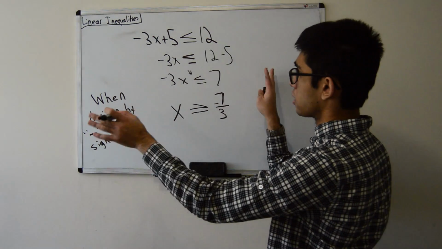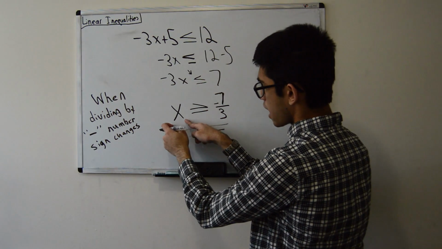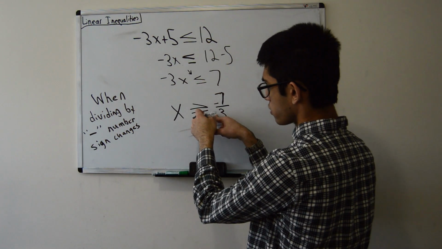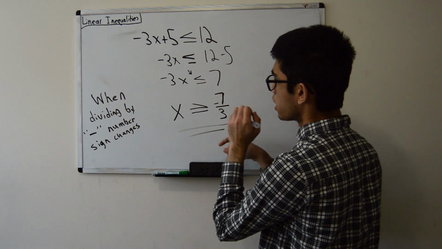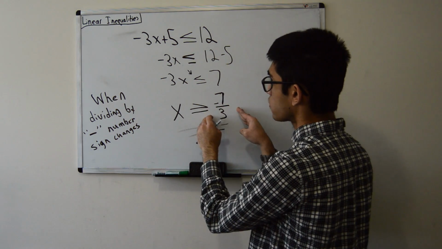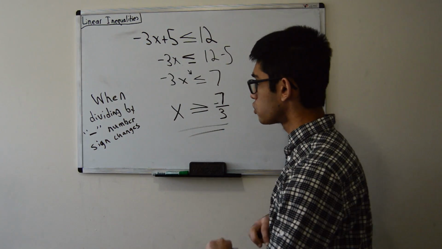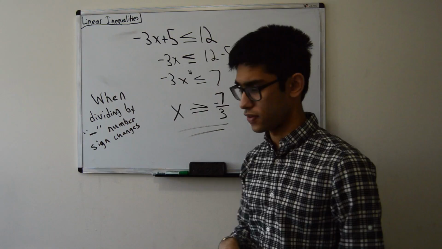Alright, again, and then this is the answer to our inequality here. So x has to be equal to or greater than negative 7 over 3. Any number that is either equal to negative 7 over 3 or greater than negative 7 over 3 will fulfill this inequality here. Let's do one last example for this video.